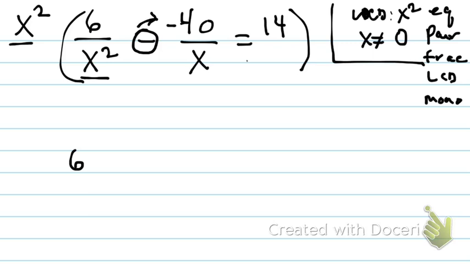Now go to this next one. We take x squared divided by what? What does x squared divided by x make? Times, what's my numerator? And which makes negative 40x. Okay?